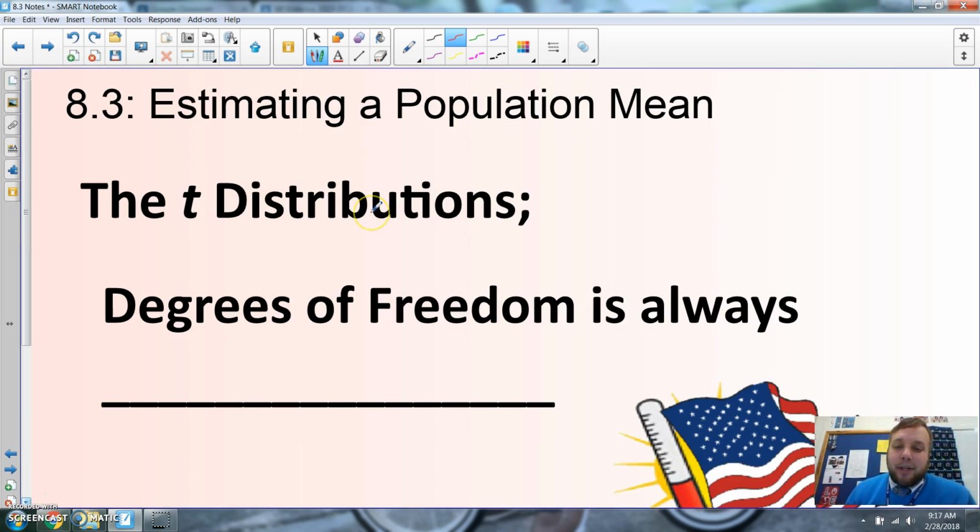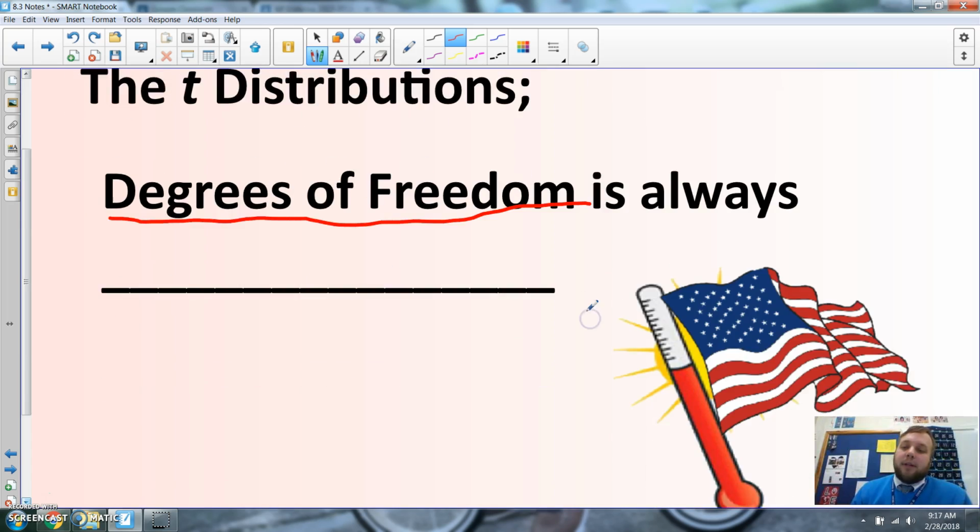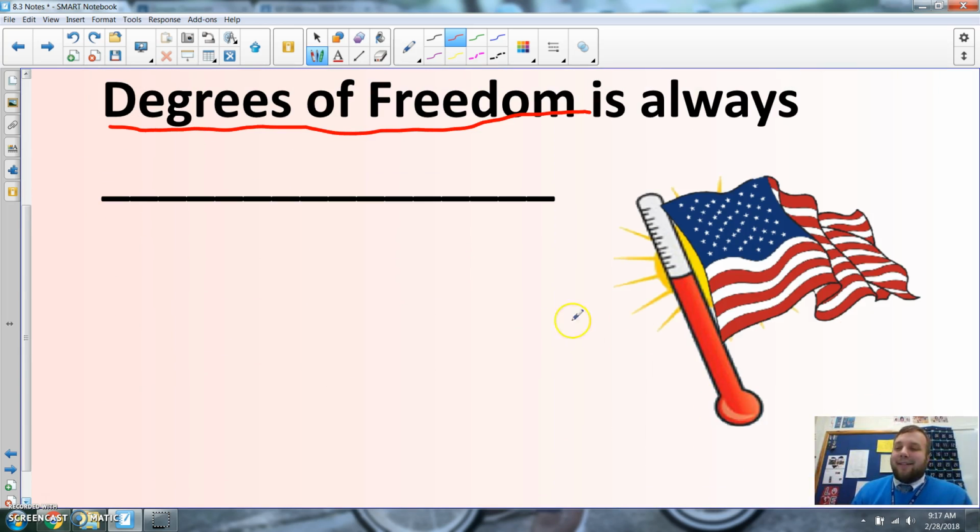Here is something I know you guys have all been wondering about. Okay, with t-distributions, we use this thing called degrees of freedom. You guys like my Photoshop job? Look at that. Oh man, you get it? Degrees of freedom. Oh boy. All right, and degrees of freedom is always, guys get this, and we label this as df. I don't know why we label it df, but we do.